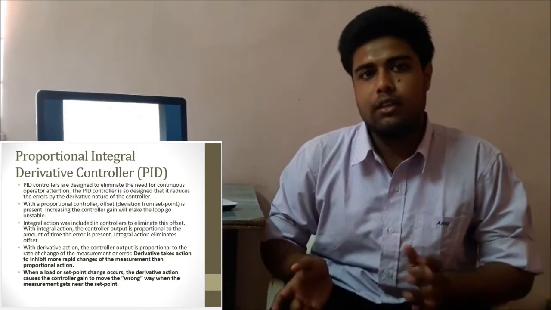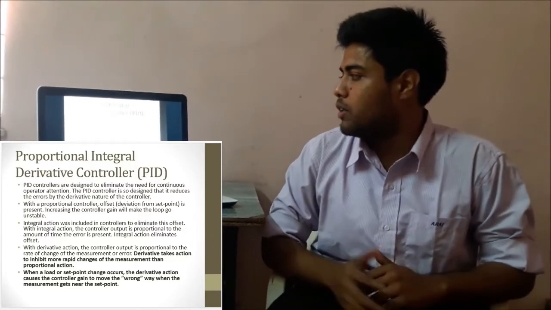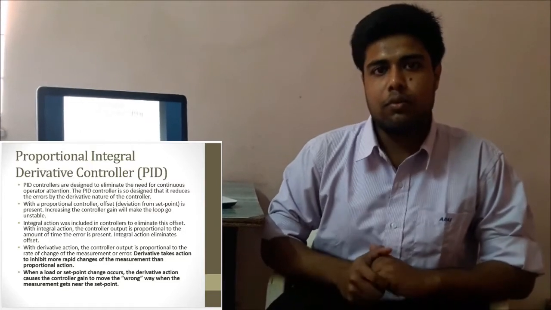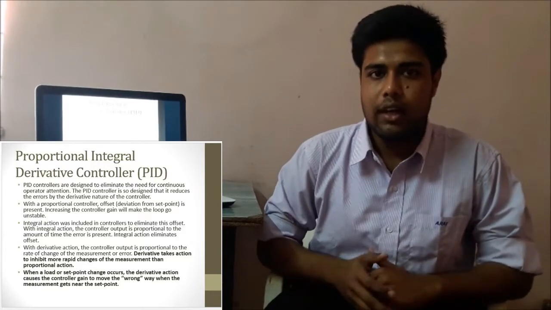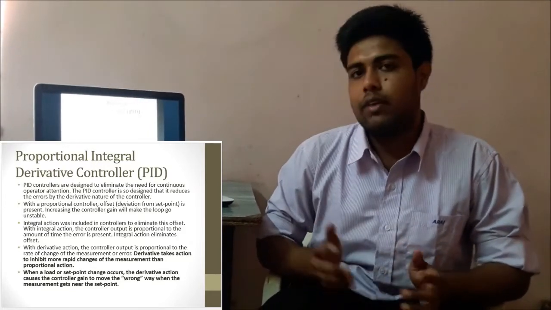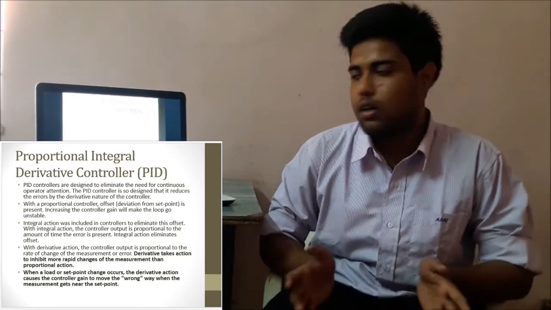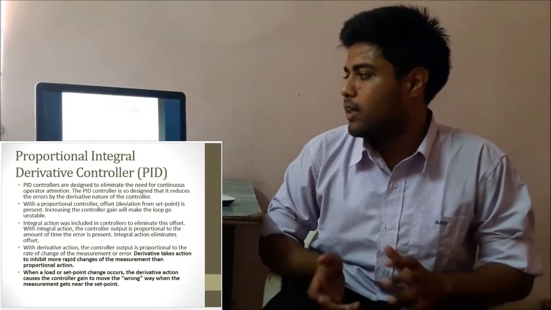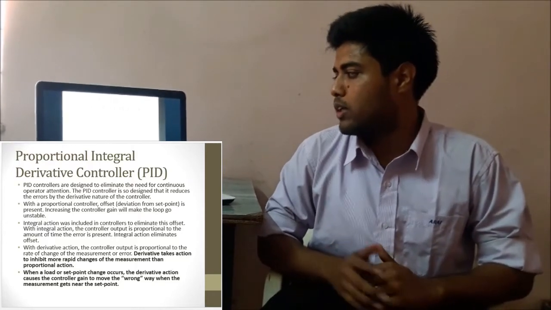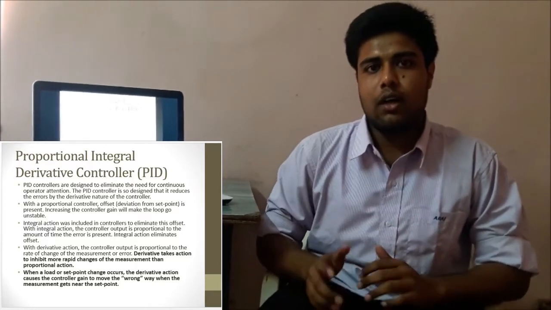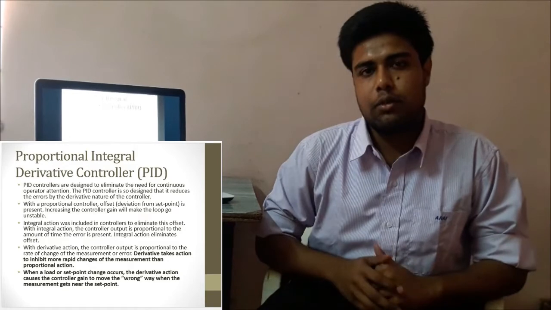Whenever there is an offset in an active suspension system, it will increase the controller gain, which will result in a loop unstable condition. To eliminate the loop unstable condition, we use integral action, which will eliminate the offset. The second one is derivative action. With derivative action, the controller output is proportional to the rate of change of the measurement or error. Whenever a load or a set point change occurs, the controller gain may cause it to move in the wrong direction. Another use of the PID controller is to provide a control loop for the active suspension system.